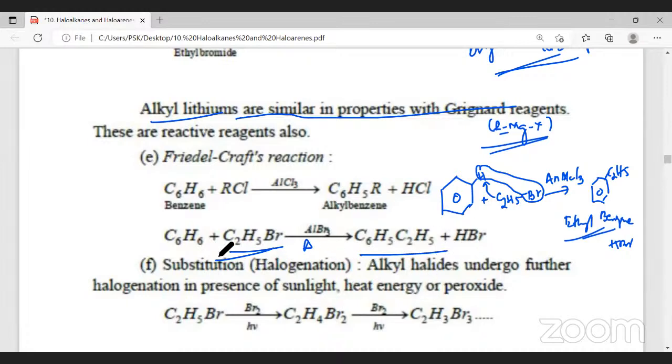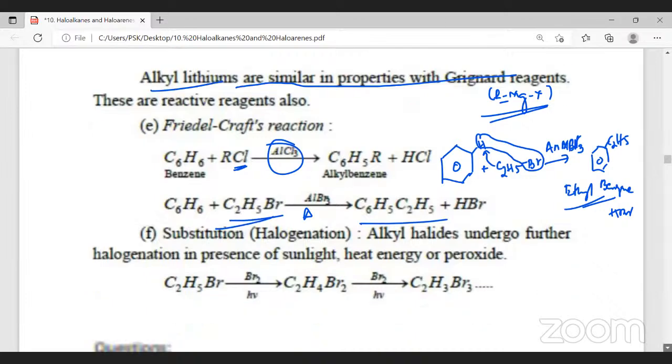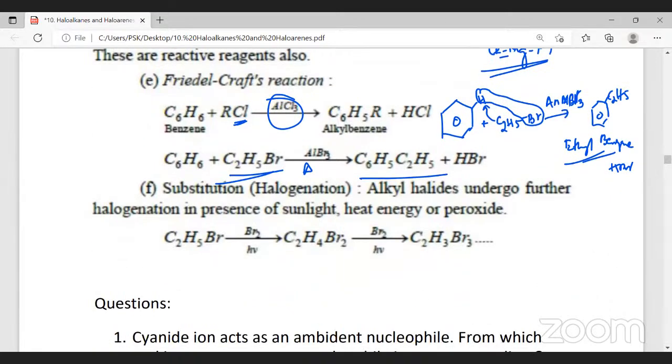So when we're talking about bromides, the catalyst is aluminum bromide. And if you're talking about chlorine, then the catalyst is aluminum chloride. So aluminum chloride, aluminum bromide can be used. Right, the next one is substitution reaction.